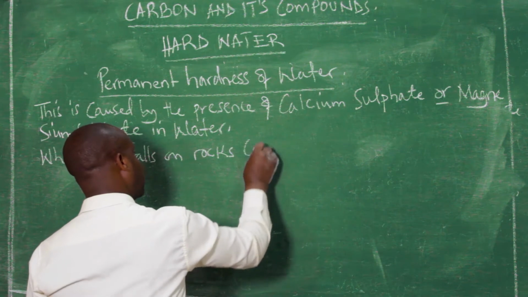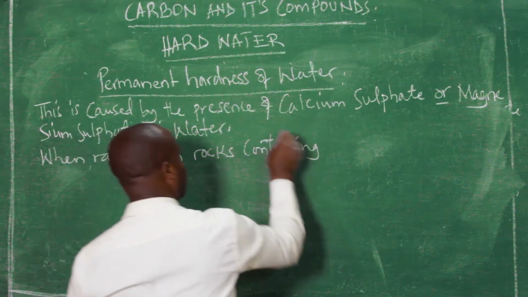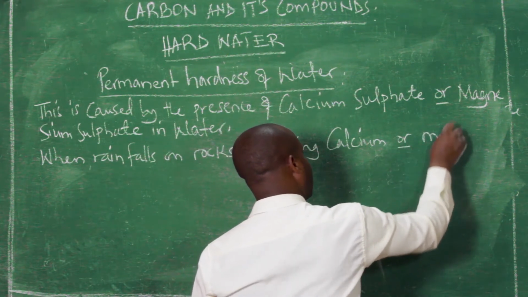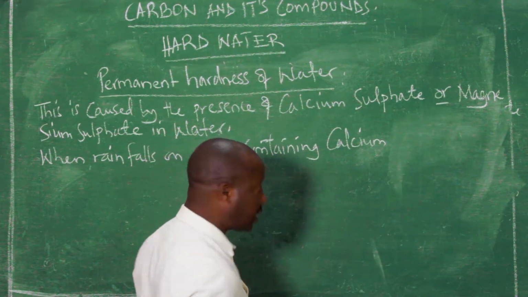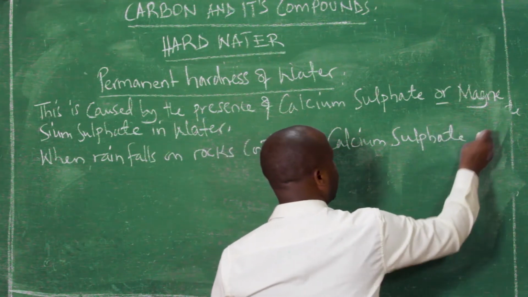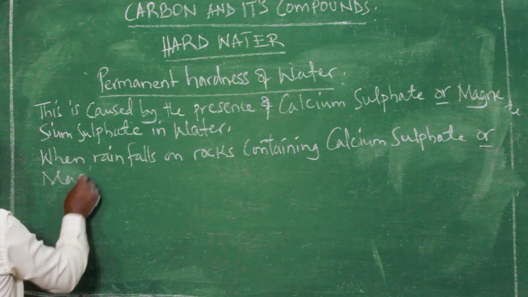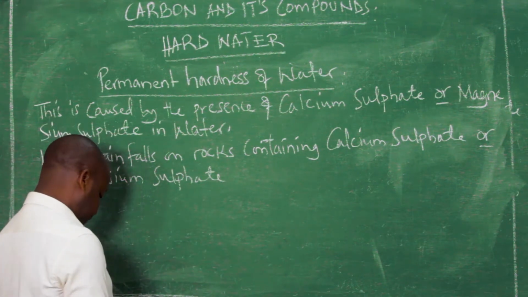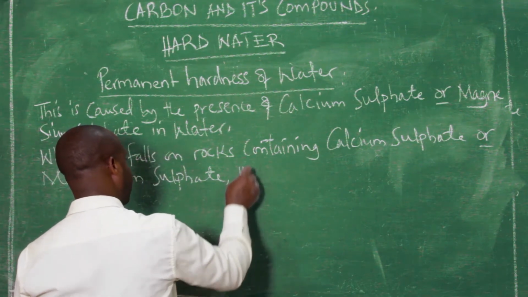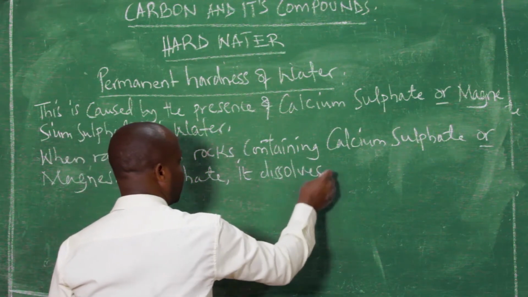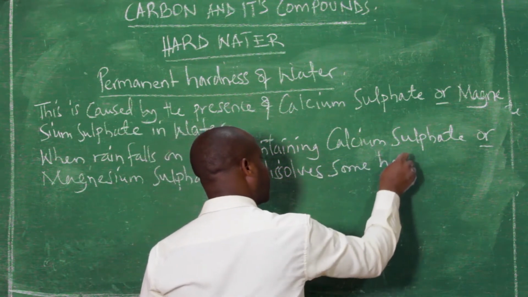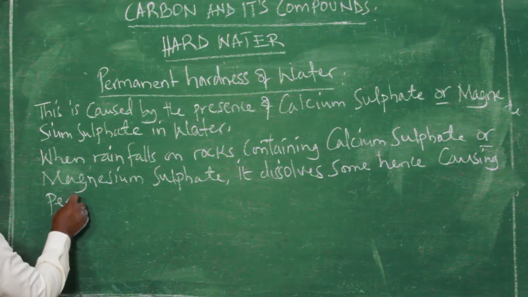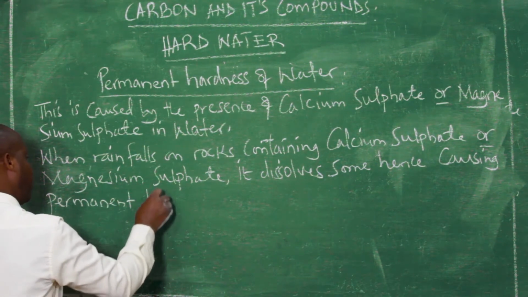on rocks containing calcium sulfate or magnesium sulfate, it dissolves some, hence causing permanent hardness of water.